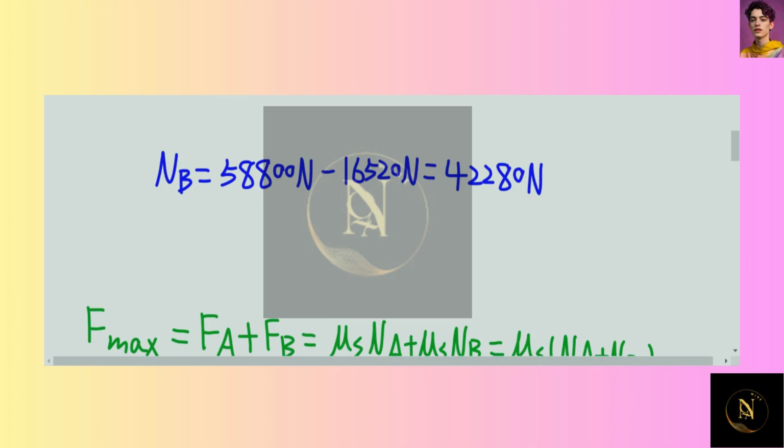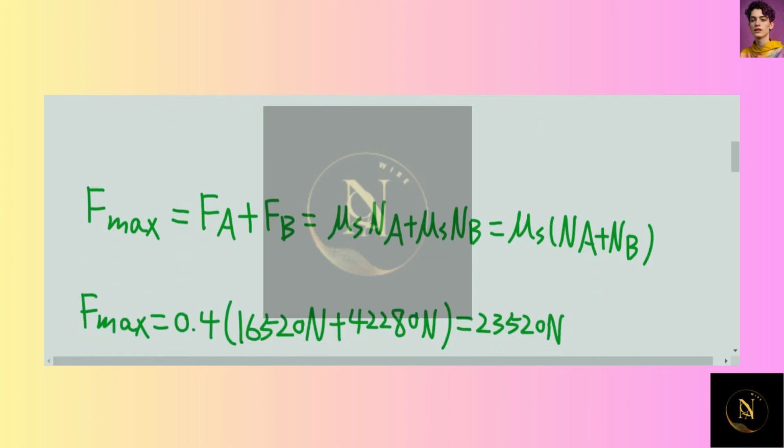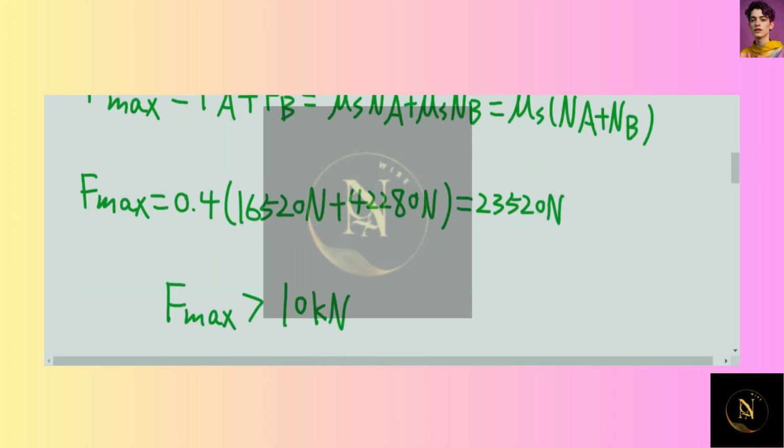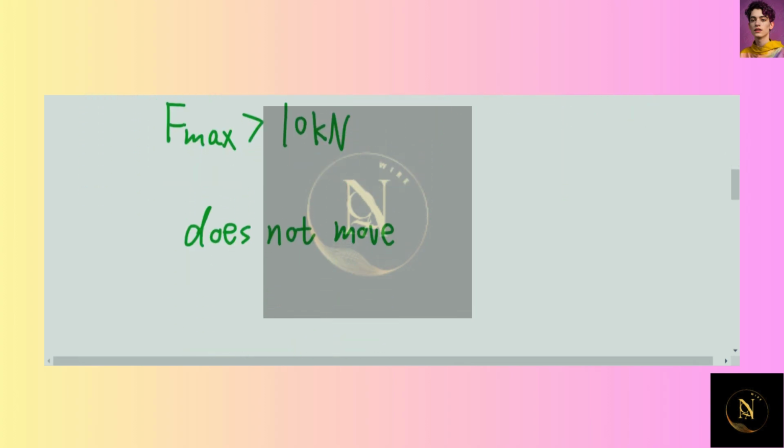to compare the horizontal force, which is 10 kilonewton, with the maximum friction in this question. So we know the maximum frictional force can be equal to the friction force at point A plus the friction force at point B. And the friction force in this case, we know is the static friction. So we'll have mu s NA plus mu s NB is equal to mu s times NA plus NB. If we plug in the values, we'll have the maximum frictional force is equal to 23,520 Newton.